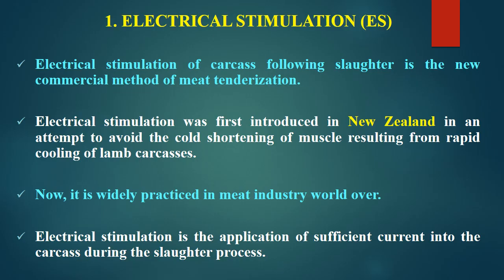So the first method is electrical stimulation. Electrical stimulation of carcass following slaughter is the new commercial method of meat tenderization, as I have already mentioned. Here the electrical stimulation was first introduced in New Zealand in an attempt to avoid the cold shortening of muscle resulting from rapid cooling or chilling of lamb carcasses.